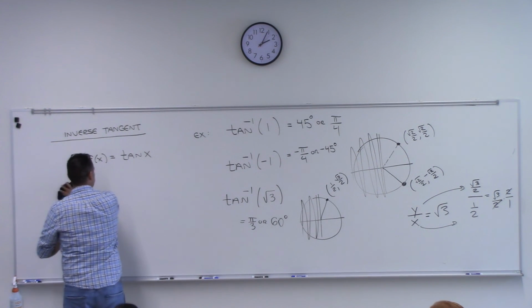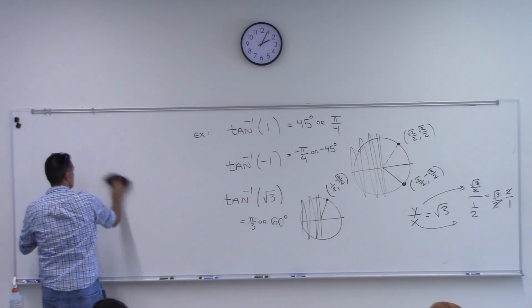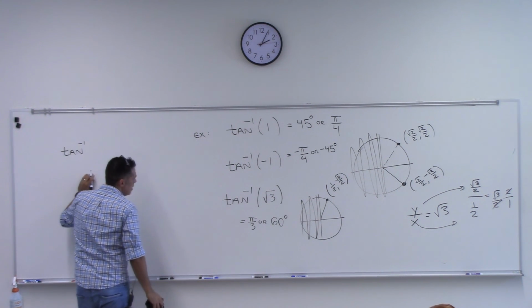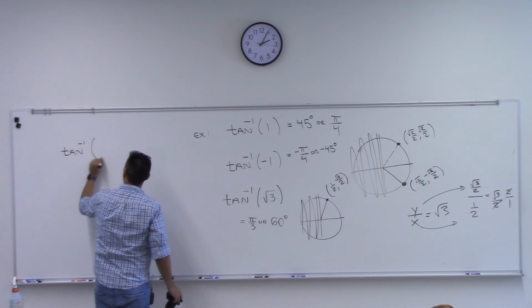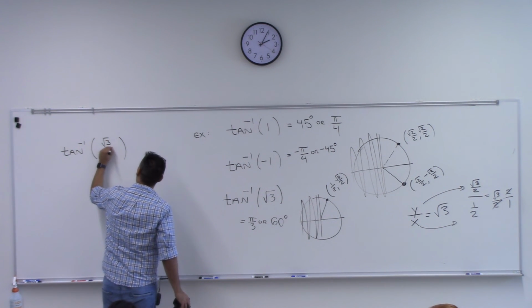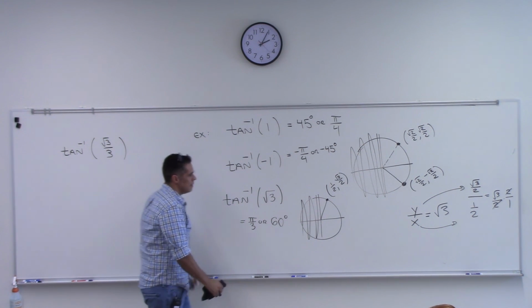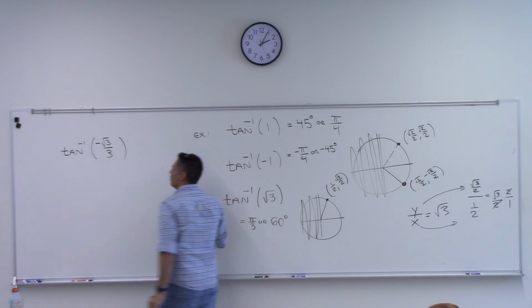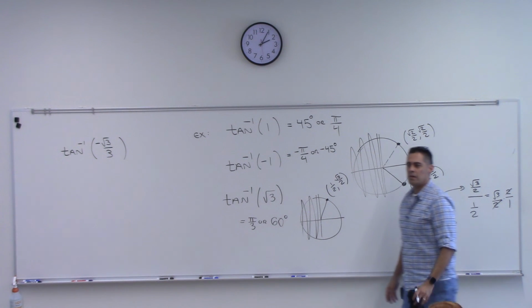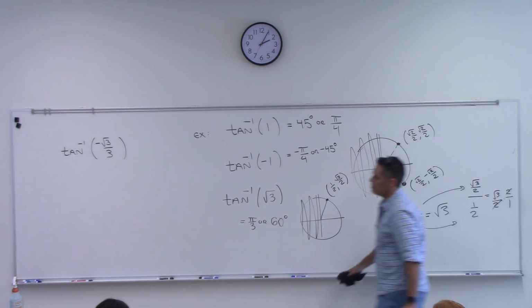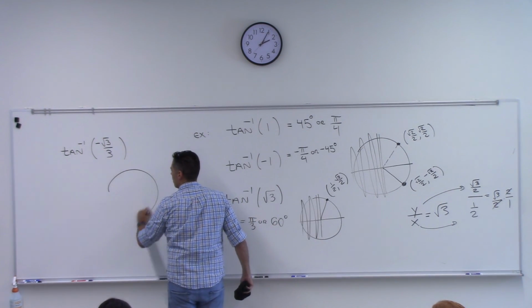Let's do another one. How about inverse tangent of, this is the one they like to do. What is it? Root 3 over 3. Let's make it negative. Negative root 3 over 3. Negative pi over 6. Or negative, wait, is it pi over 6? Yes? Let's convince ourselves.